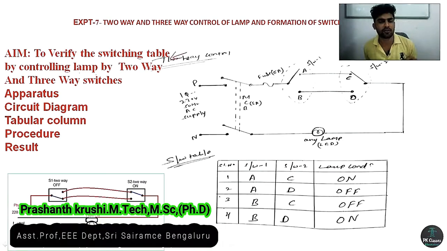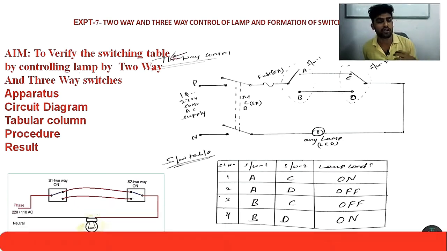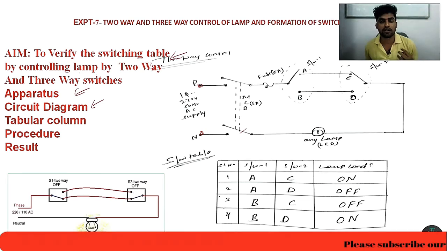Aim is this one, controlling of lamp by using two-way switch and three-way switch. Apparatus, see the circuit diagram and list out the components required. Next, circuit diagram for two-way control of lamp. See here, phase and neutral. Supply, we have taken single phase, 230 volts, 50 hertz. And MCB is for safety as well as on-off condition purpose. Fuse is for safety. If suppose short circuit occurs or fault occurs, automatically the fuse will get burnt out.